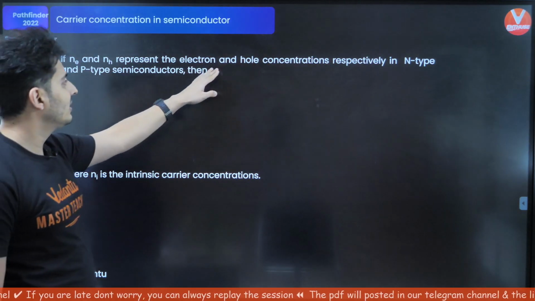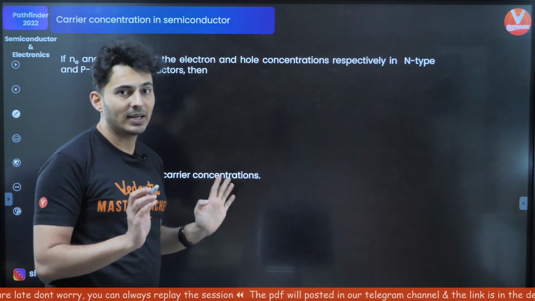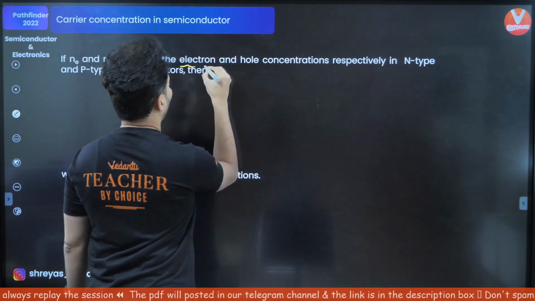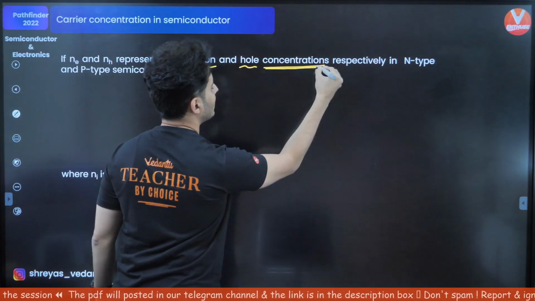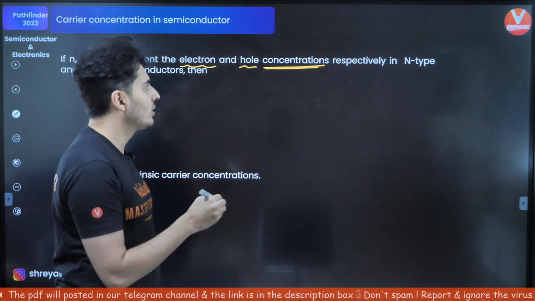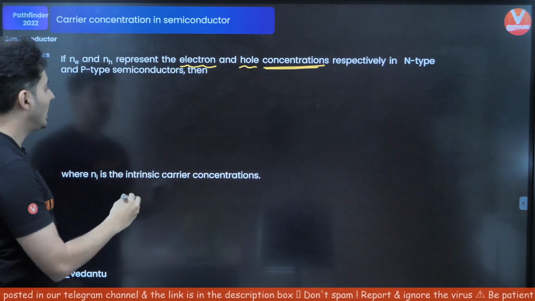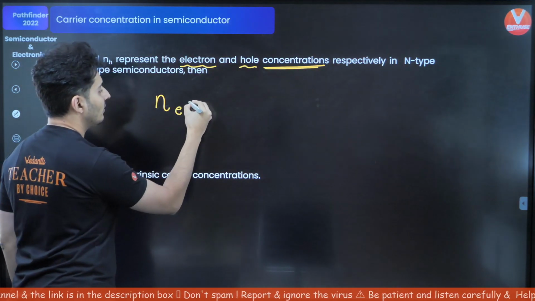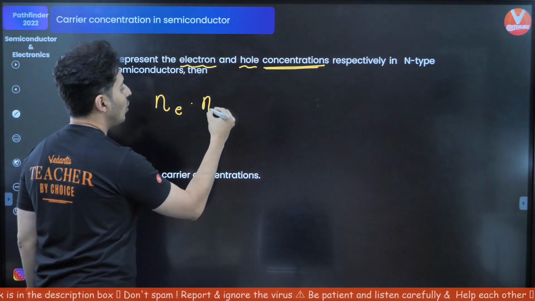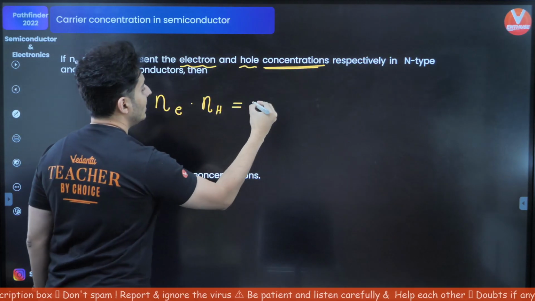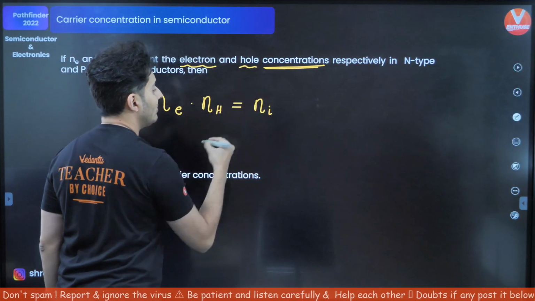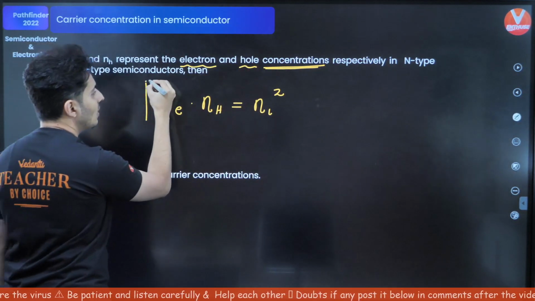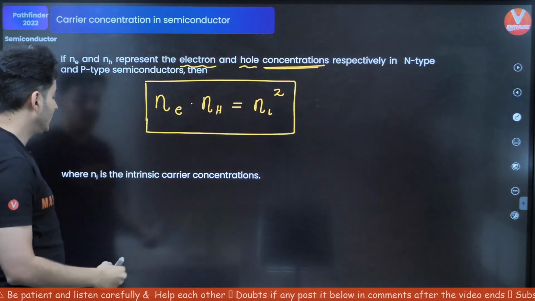If Ne and Nh represent the electron and hole concentration respectively, very important line over here, so it's basically number per unit volume, then this formula is always valid, keep this in mind: the product of the electron concentration and the hole concentration is always the intrinsic carrier concentration squared. So this is the formula, keep this in mind.